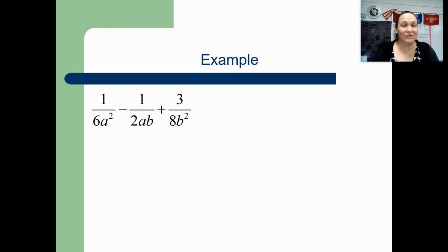With monomial denominators, we can focus on the numbers and the letters separately. So looking at just the numbers, we need to think of a number that we can turn a 6 into using multiplication, and we have to be able to turn a 2 into that same number using multiplication. And we have to turn the 8 into the same number using multiplication. So what I like to do on these problems is I like to choose the largest number and just go through the multiples of that number until I find a number that everything can be changed into using multiplication.